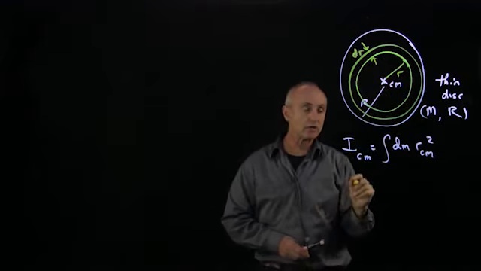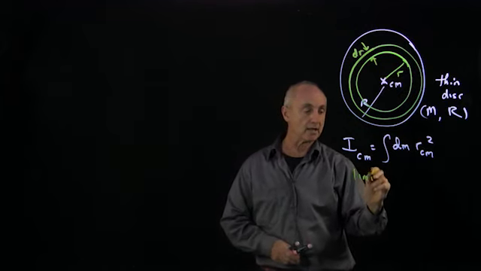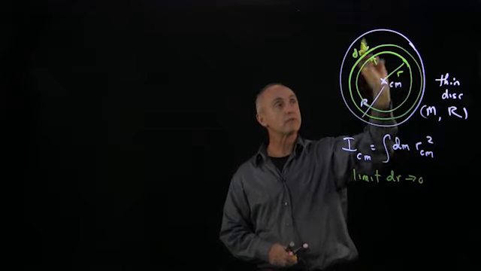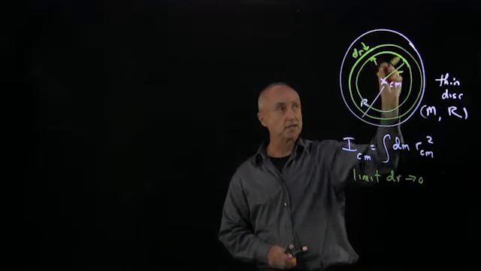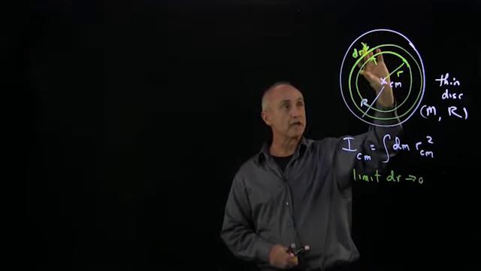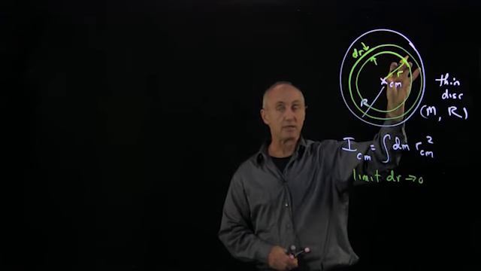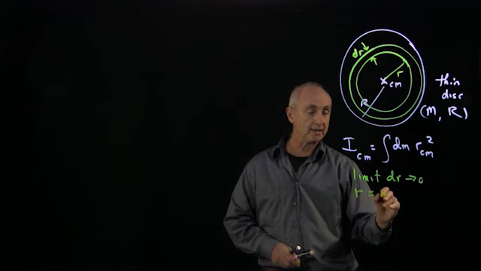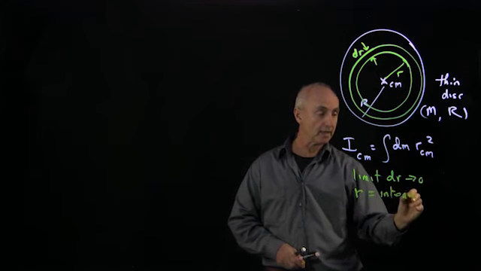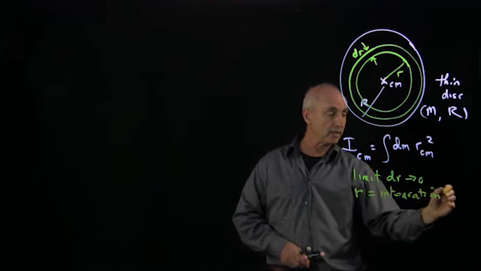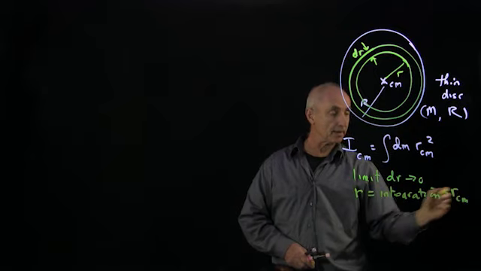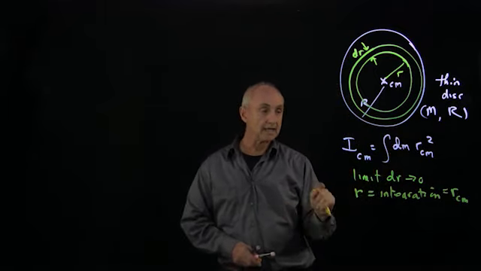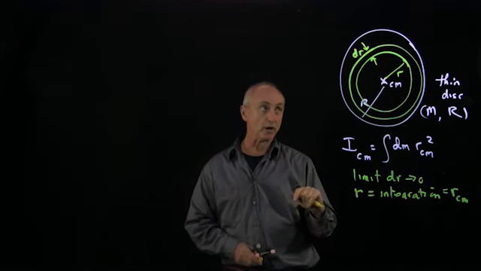Now, in this calculation, we're going to take a limit as dr goes to 0. So even though the ring has some finite thickness, we will eventually treat it as all of the mass element at distance r from the center. So r will be our integration variable, and that will be equal to what we're calling RCM in our abstract result. Now, the dm is the tricky part.